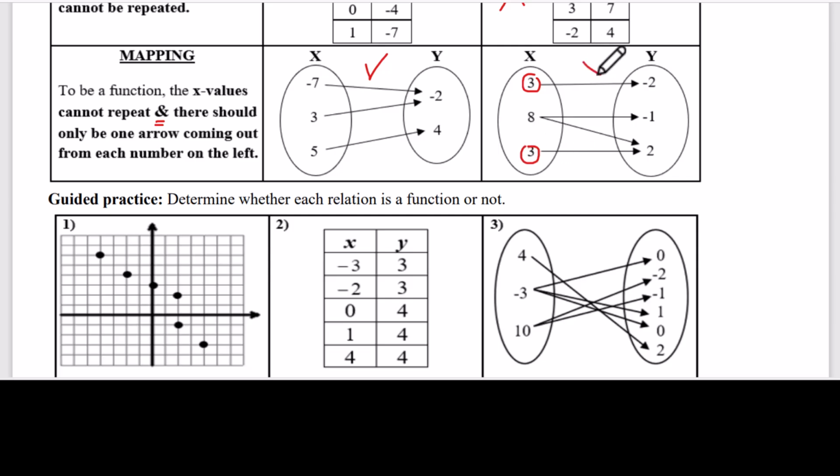But not only that, look at this. How many arrows are coming out of 8? How many arrows coming out from the left to the right? 2 arrows. That's another reason why this is not a function.